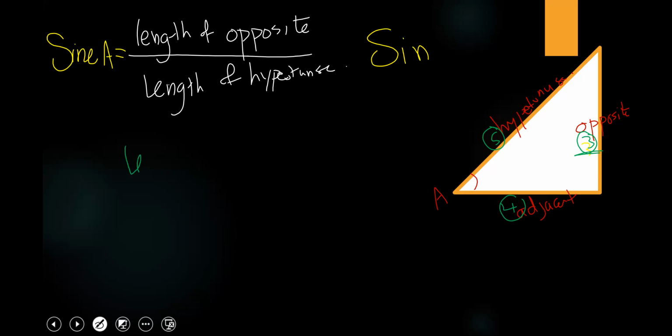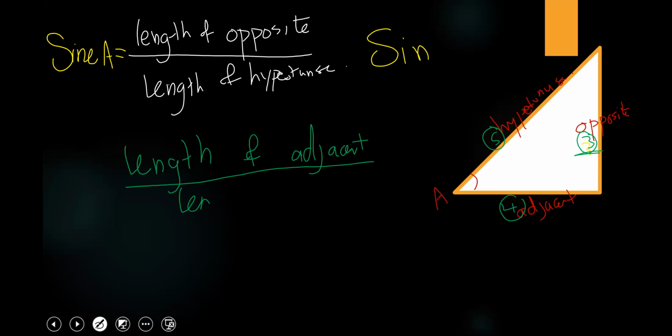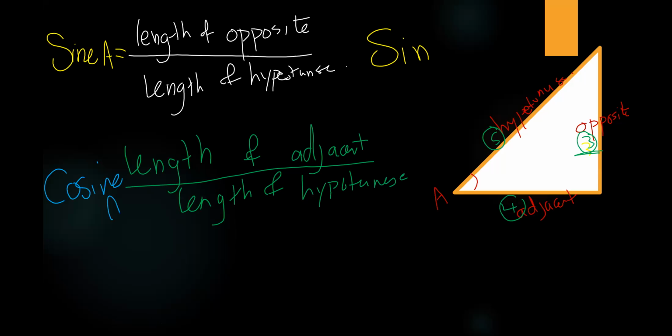Now, the other ratio, the length of the adjacent over the length of the hypotenuse, we call it cosine of angle A, and you write it as C-O-S A. This means cosine A. So the cosine is the length of the adjacent over the hypotenuse. The sine is the length of the opposite over the hypotenuse.